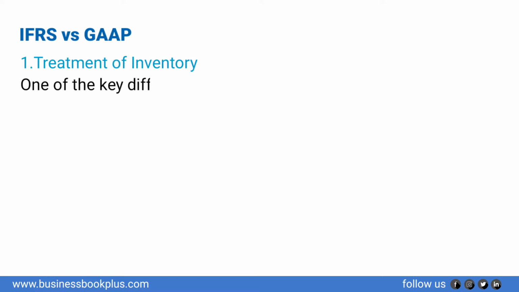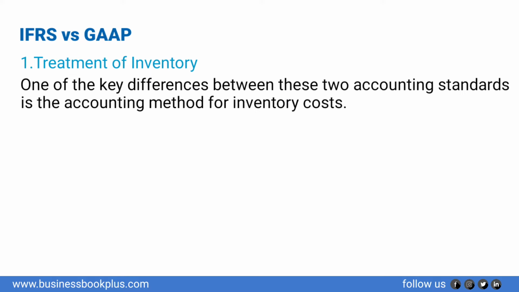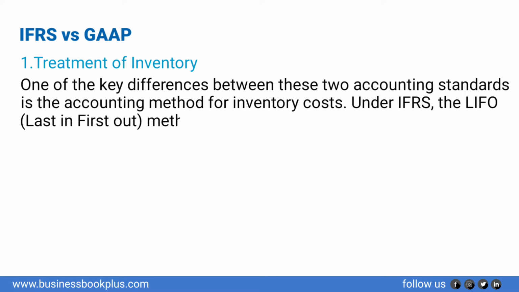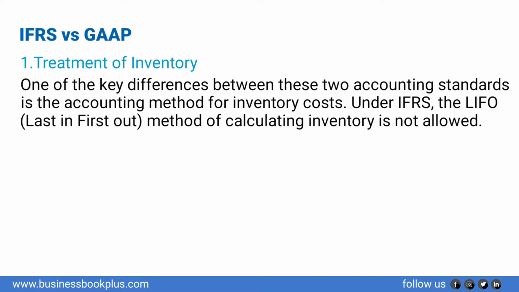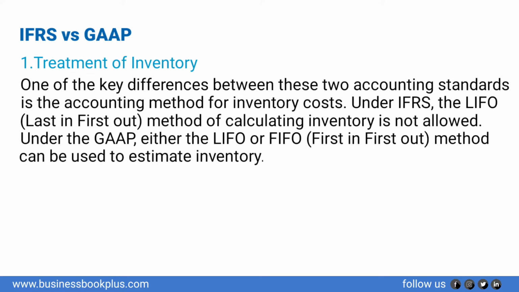IFRS versus GAAP. Major differences. Number 1. Treatment of inventory. One of the key differences between these two accounting standards is the accounting method for inventory costs. Under IFRS, the LIFO, last in first out, method of calculating inventory is not allowed. Under GAAP, either the LIFO or FIFO, first in first out, method can be used to estimate inventory.